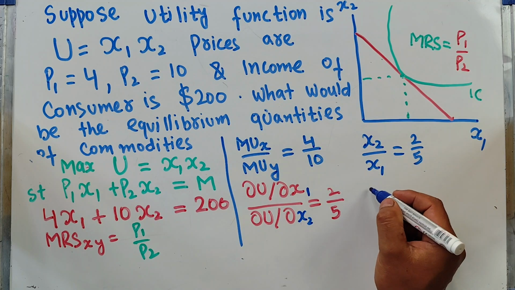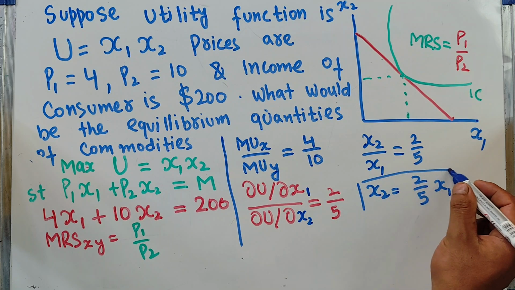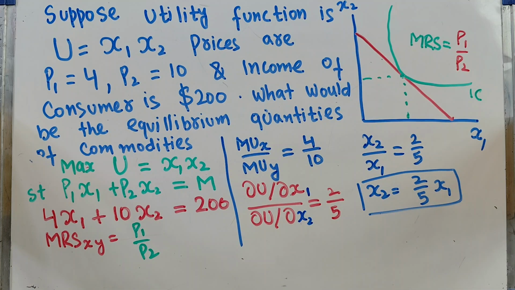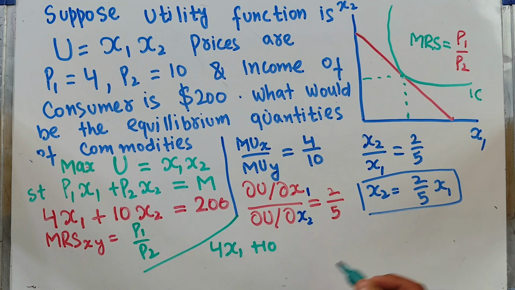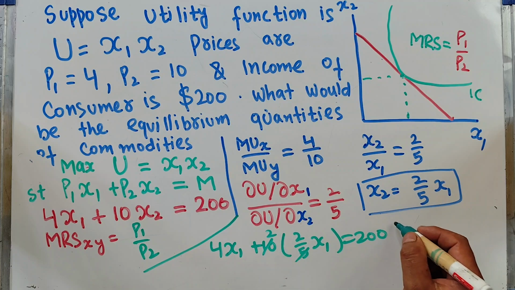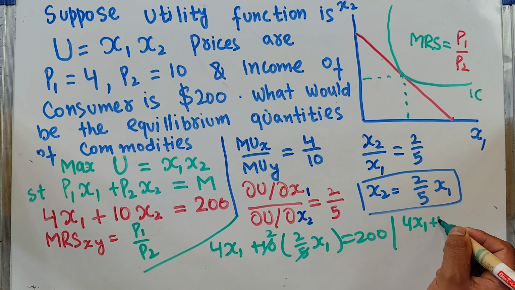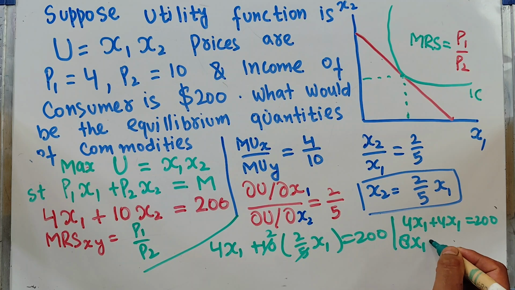Let us solve this for x2. So x2 will be equal to 2 upon 5 times x1. Now we need to plug this value of x2 into the budget equation. We get 4x1 plus 10 times the value of x2 we got, which is 2 upon 5 x1, should be equal to 200. So 5 ones are 5, 5 twos are 10, so we get 2 twos are 4x1. So 4x1 plus 4x1 should be equal to 200, or 8x1 is equal to 200.